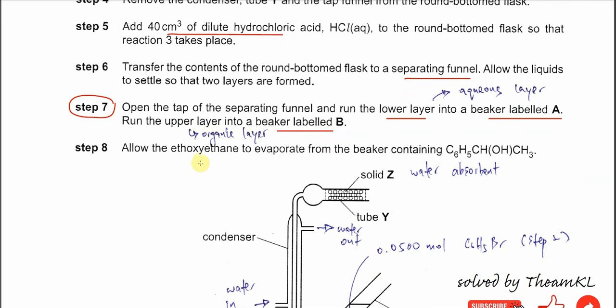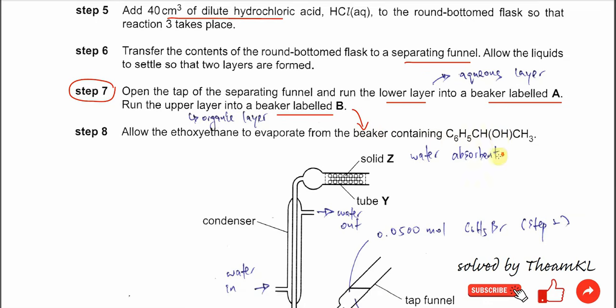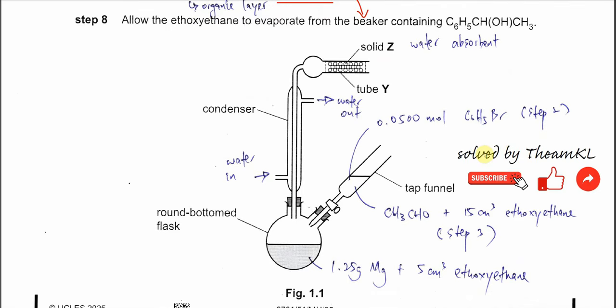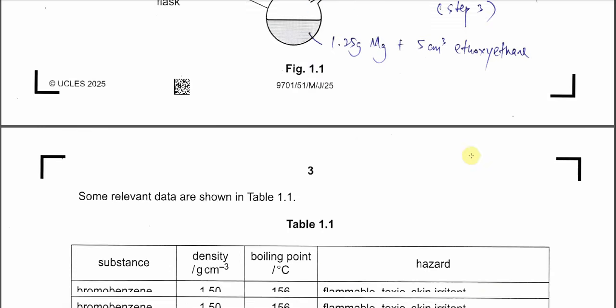After that, allow the epoxyethane to evaporate from the beaker. This one is obviously beaker B, which contains the alcohol, the 1-phenylethanol. So I hope you all understand the whole process. Then it's easier for you to answer the questions later. Okay, now let's start.